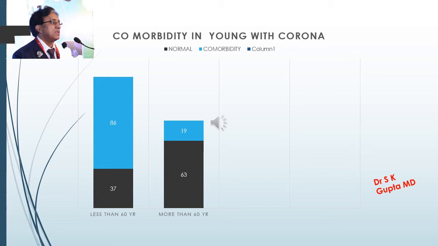Comorbidities can affect even the young people in COVID-19, as this slide shows. In the age group less than 60 years, out of 37 deaths, 86% of patients had comorbidities. Usually, the incidence of death is high in patients with age more than 60 years, but even if young people have comorbidities, they have a higher risk of death because of COVID.